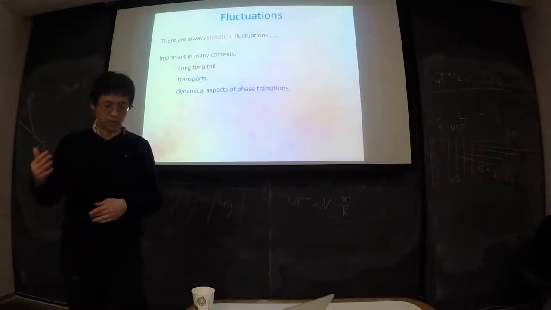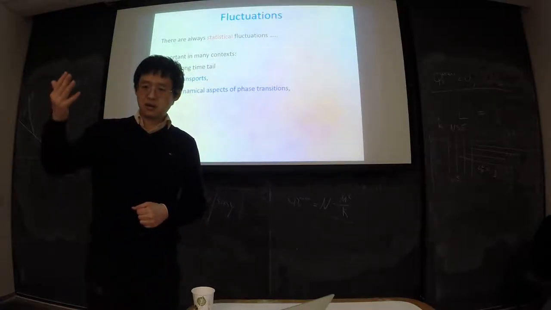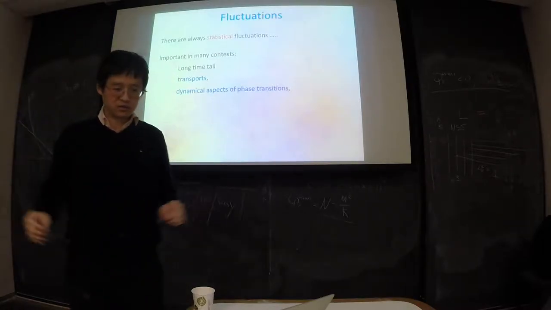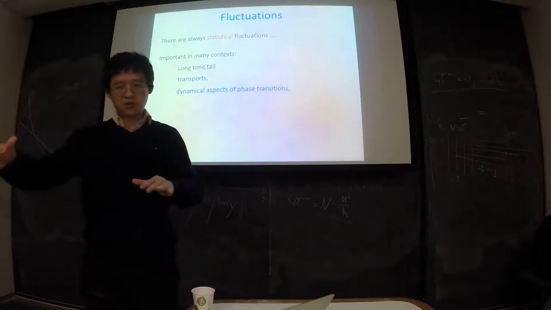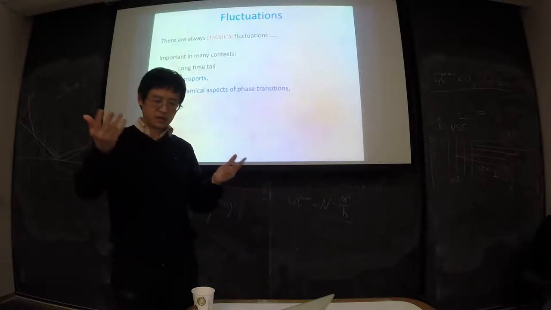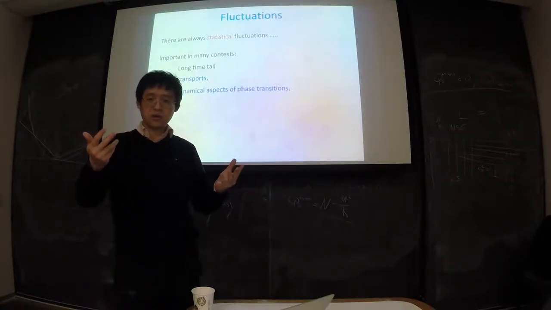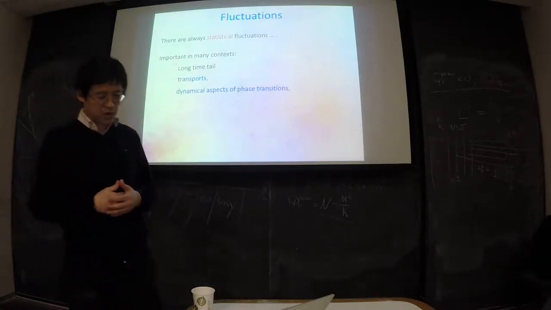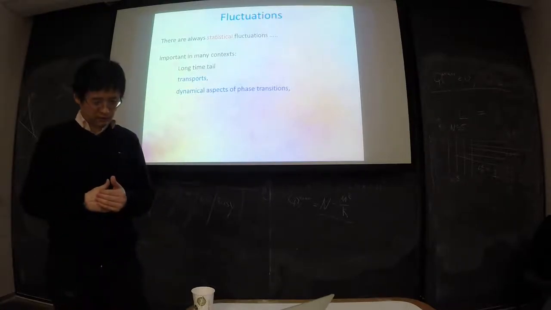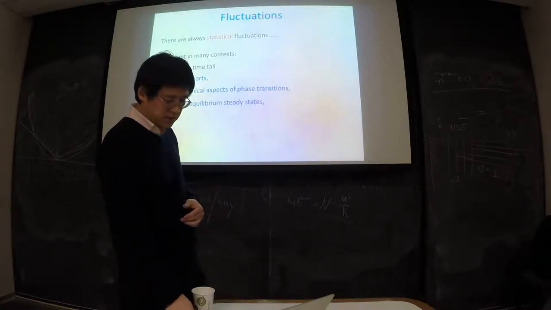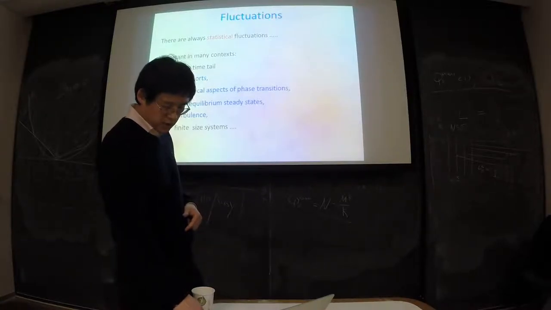Fluctuations also play a very important role near a phase transition, because what characterizes the phase transition is that the fluctuations become very, very big. Typically all the order parameters can couple to the stress tensor, so the statistical fluctuations and the order parameter fluctuations can interact with each other, and that will actually change the dynamical aspects of the phase transition. And also in non-equilibrium steady states, again, fluctuations play a very important role, as in turbulence, etc.